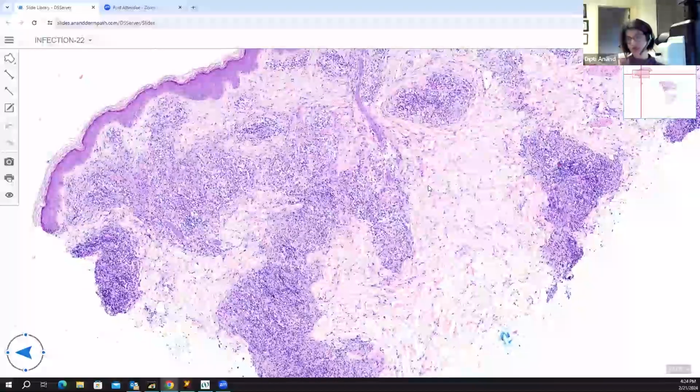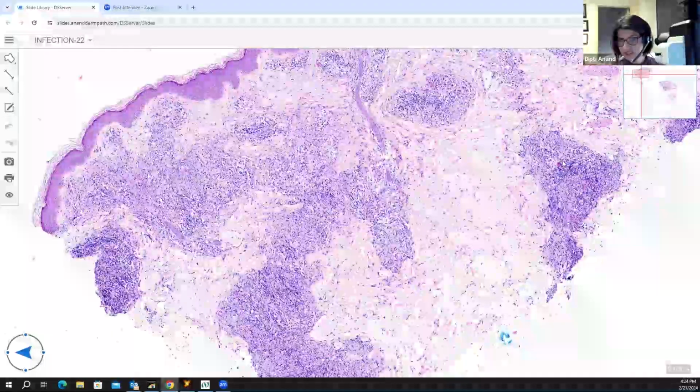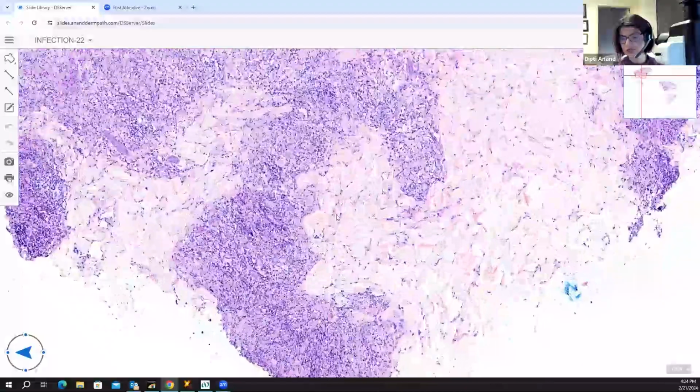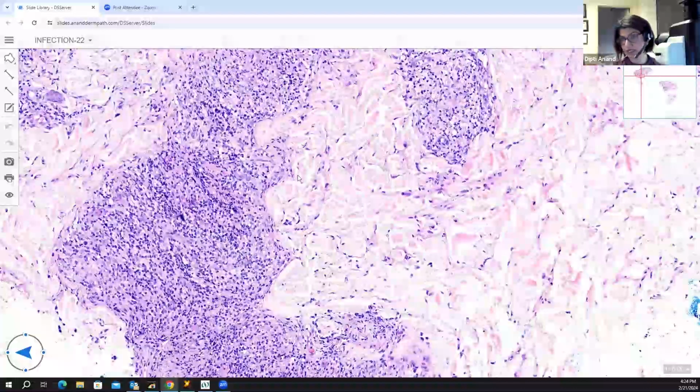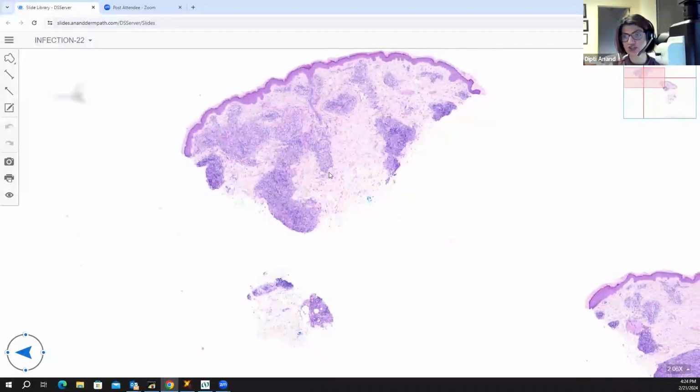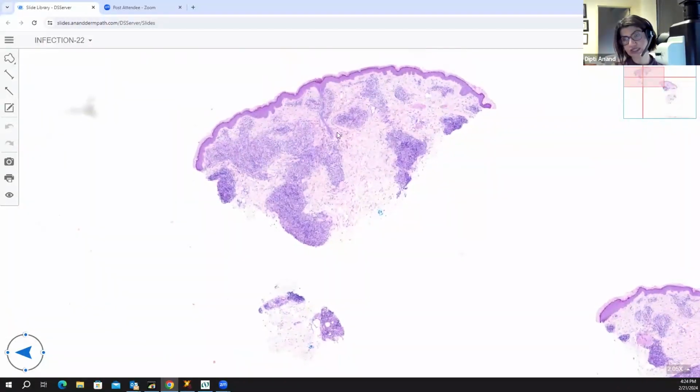So the two things that you think about are tuberculoid leprosy and syphilis. In syphilis, these granulomas would have plasma cells. In the absence of plasma cells, it is largely with the reaction pattern that you will diagnose tuberculoid leprosy. Perineural inflammation will be common in tuberculoid leprosy.